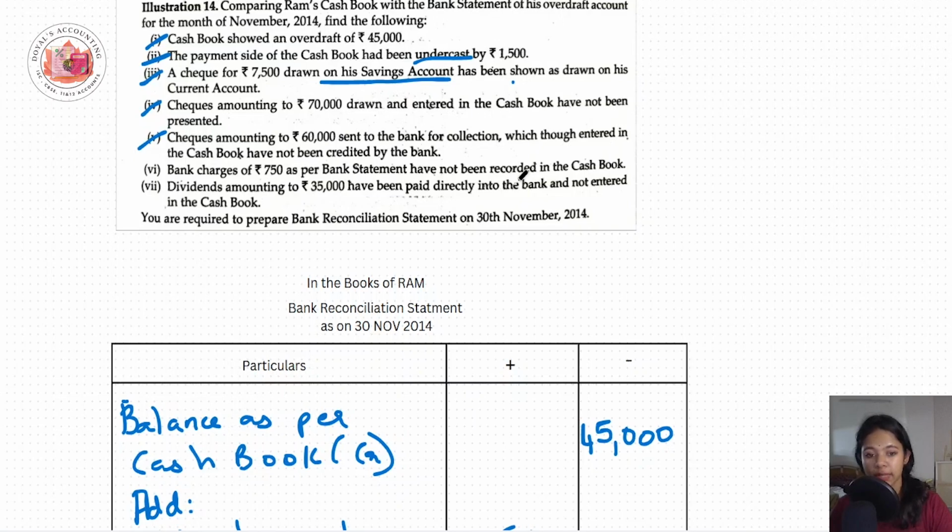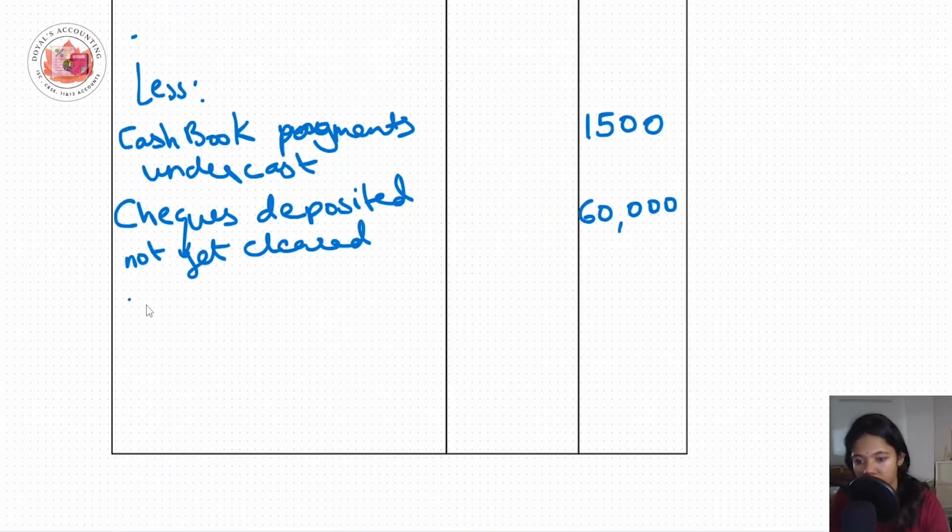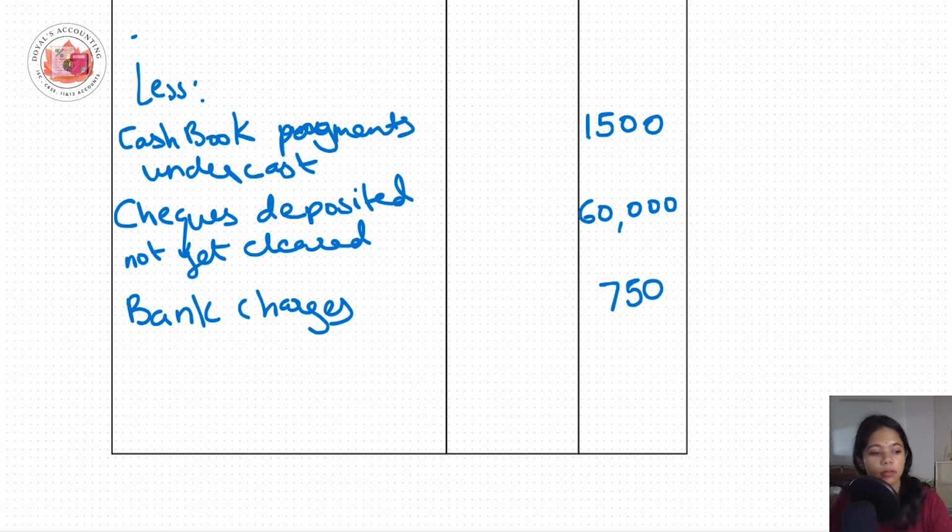Bank charges of rupees 750 as per bank statement have not been recorded in the cash book. Okay, so the bank has charged us 750 rupees, which has not been recorded in our cash book. So our cash book balance is more than our passbook balance to the extent of 750 rupees. So if I want to equalize the two, then I'll have to deduct this amount from my cash book as well. So bank charges, 750.